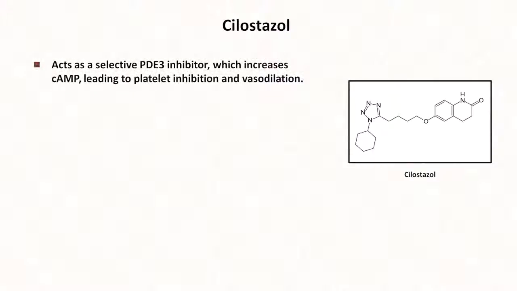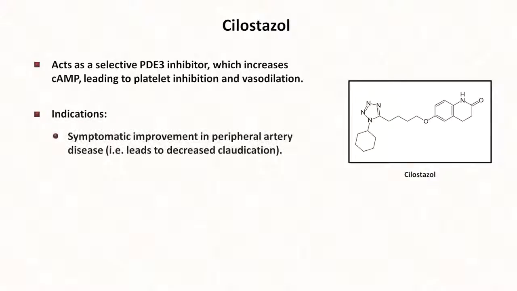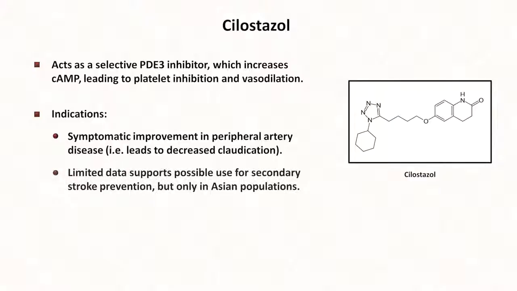The final medication to discuss is cilostazol. This acts as a selective PDE3 inhibitor, which increases cAMP, leading to platelet inhibition and vasodilation. Its indication is primarily for symptomatic improvement in peripheral artery disease, that is, it reduces claudication. There is also limited data supporting possible use for secondary stroke prevention in Asian populations, though at least in the US, I've never seen it used for this reason.